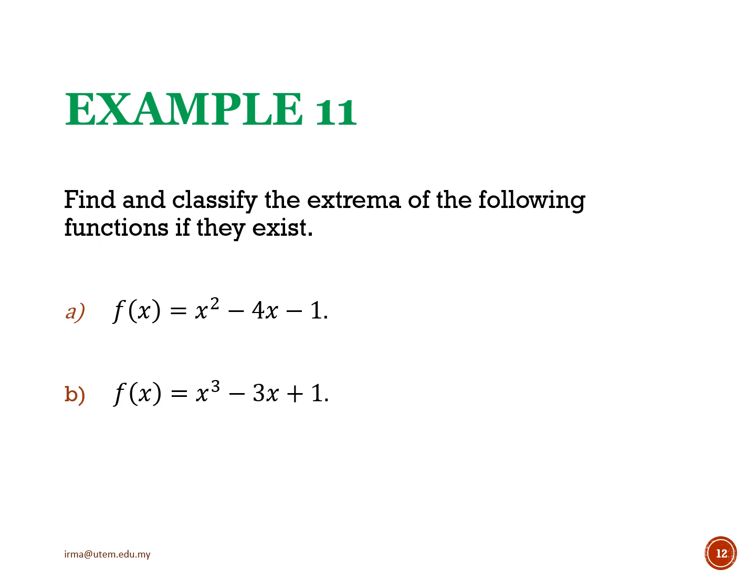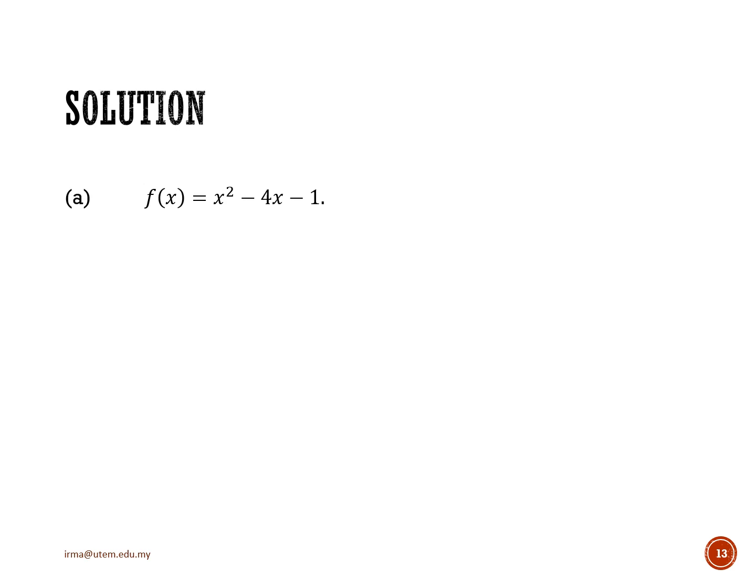Find and classify the extrema of the following functions if they exist. We have 3 functions there, so we will try to solve all these 3 functions and to find and classify the extrema. So we start with question A: f x equal to x squared minus 4x minus 1.